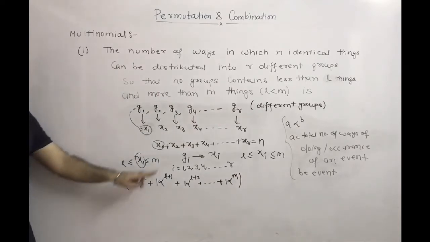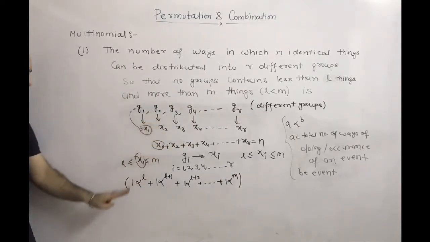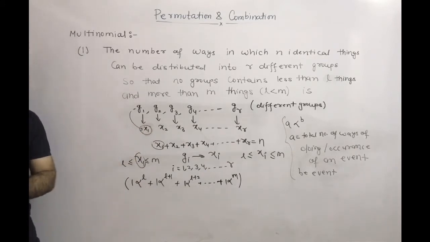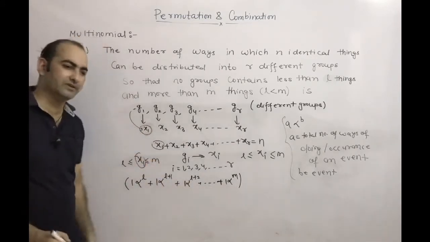The same thing will come for g2 also. For g2 the same equation will come. We can give l things, we can give l plus 1, we can give l plus 2, and we can give m things also, so the same equation will come.